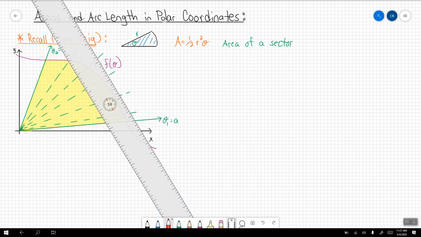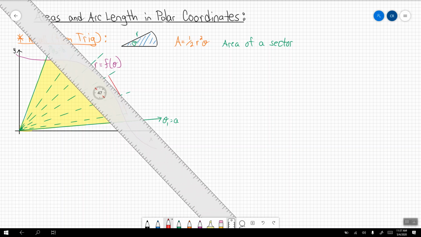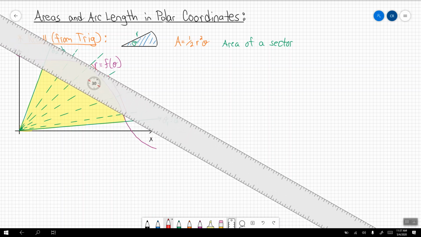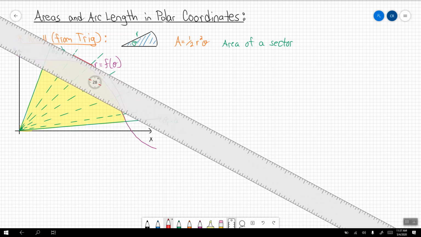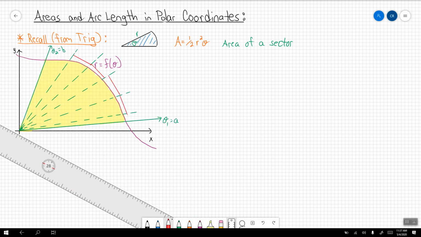Let's go here, and here. There. I think that should be enough. These here are your delta thetas.